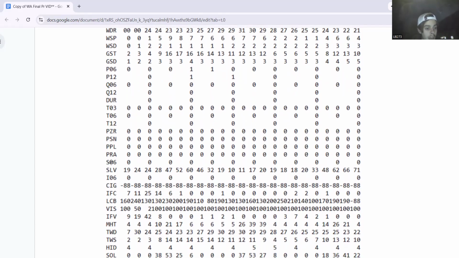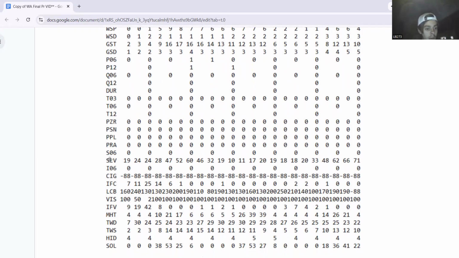SO6 is the 6 hour snow amount, and that's in tenths of inches. So for the rain, it's in hundredths, QPF, hundredths, snow, tenths. Snow level is the height above sea level where precipitation will still be snow. If it's zero, it's occurring at the surface. If not, it's not occurring at the surface. IO6 is the 6 hour ice amount. CIG is the ceiling height, which means the lowest level where there's high cloud cover. -88 really means it's unlimited, so it's clear.